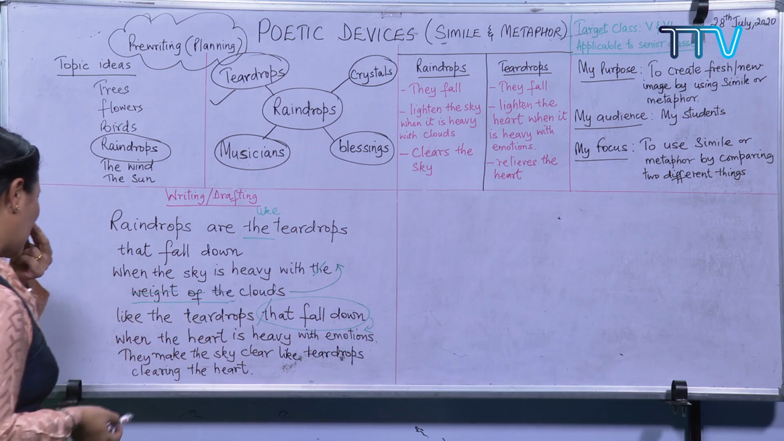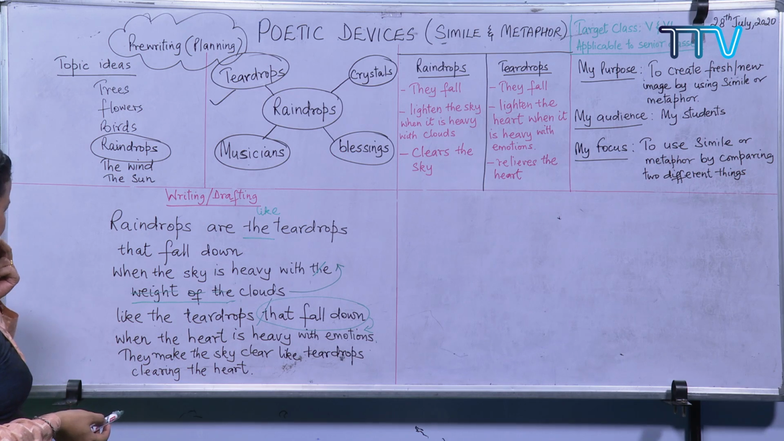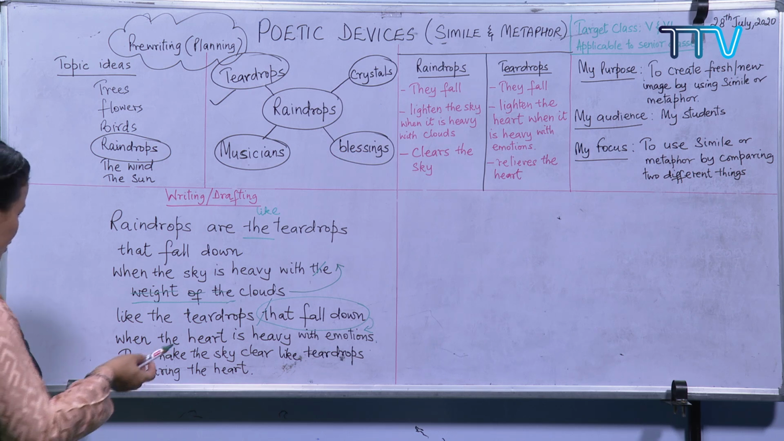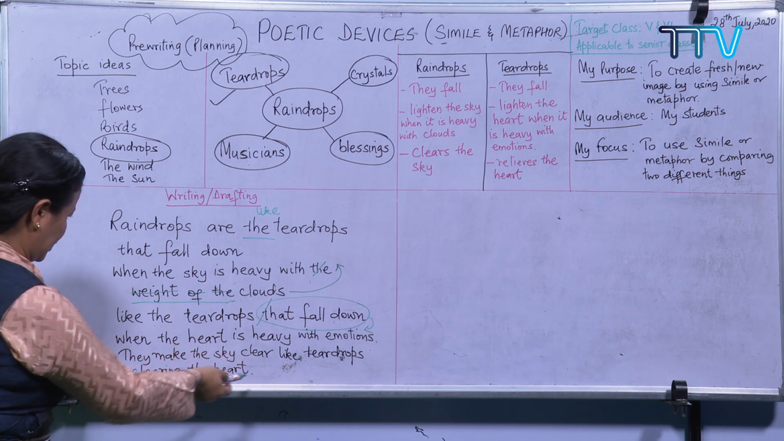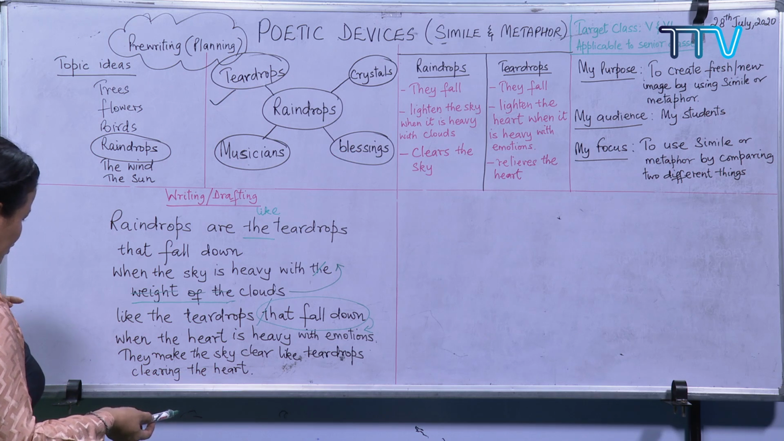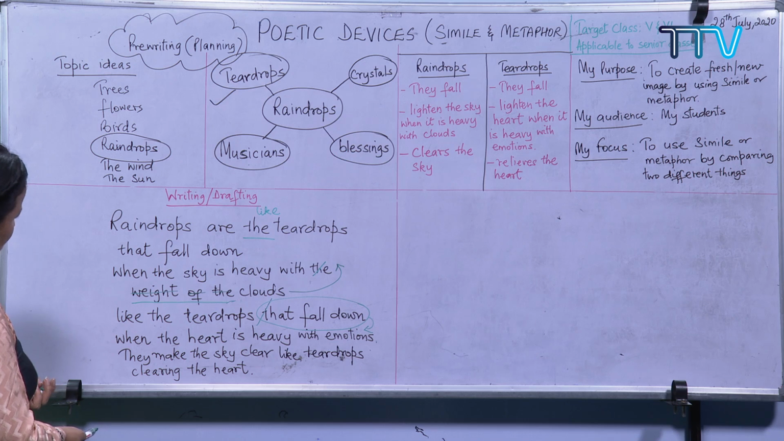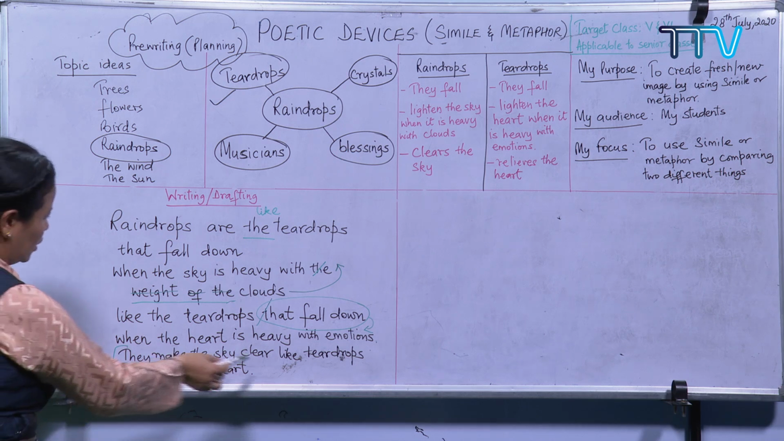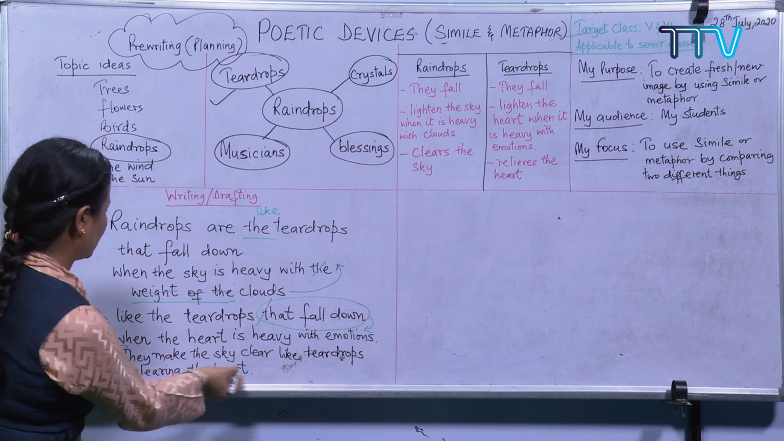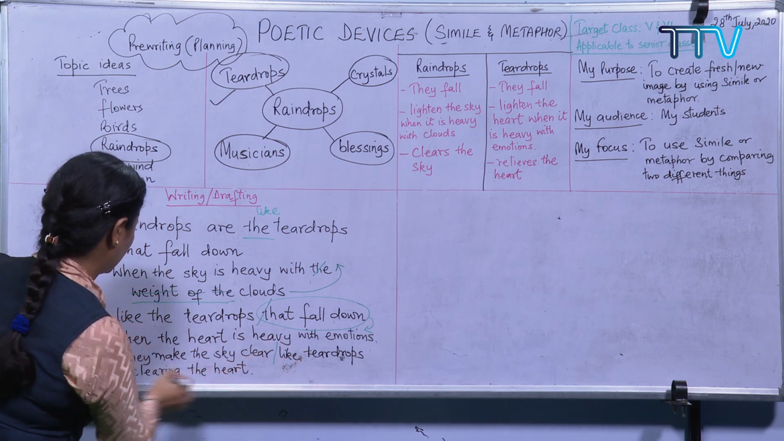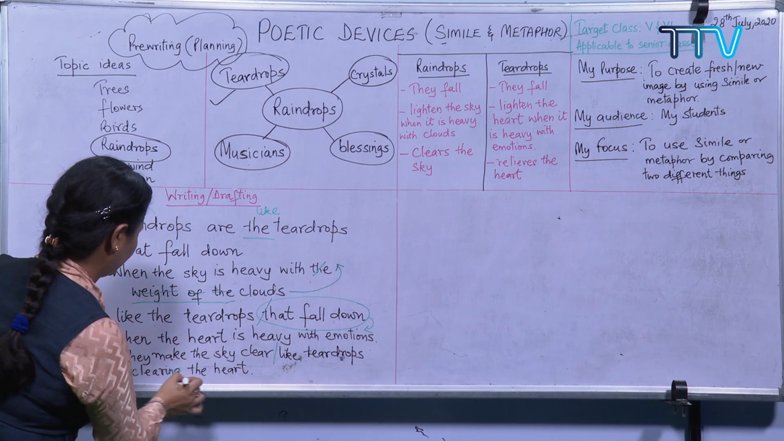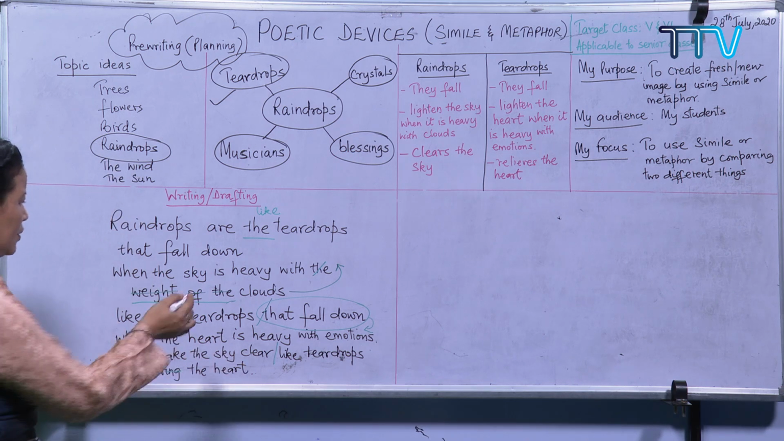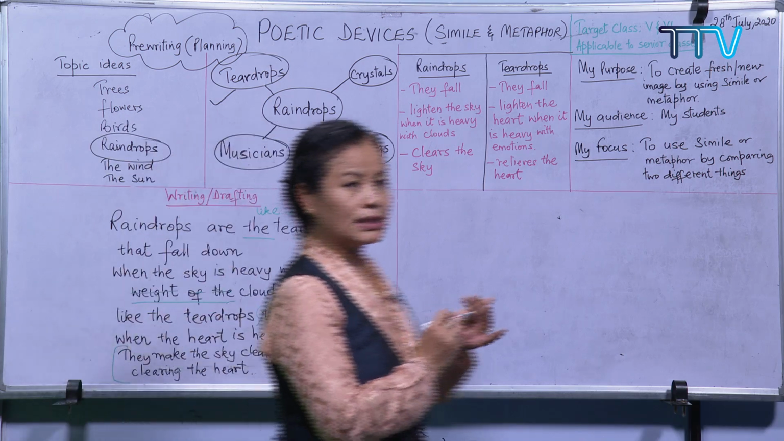They make the sky clear like teardrops clear the heart. So, we can in a way remove this as well, or we can think of reframing this. They make the sky clear like teardrops clear the heart. We can write it this way as well. So, the revising part is done.